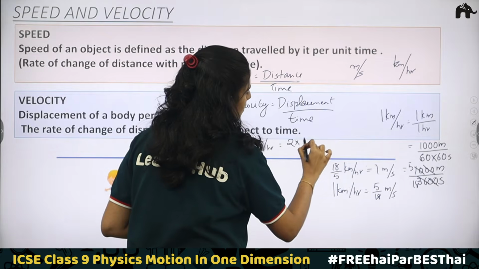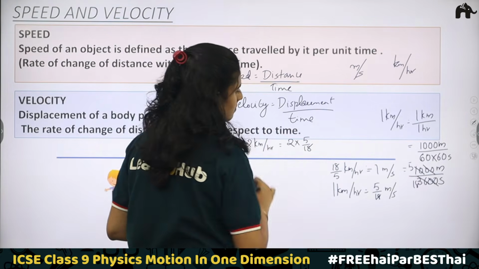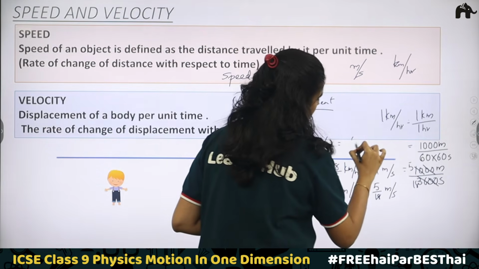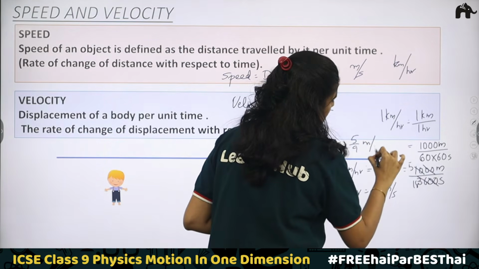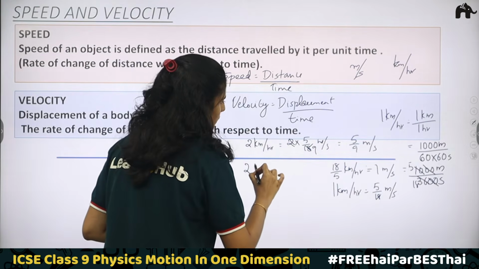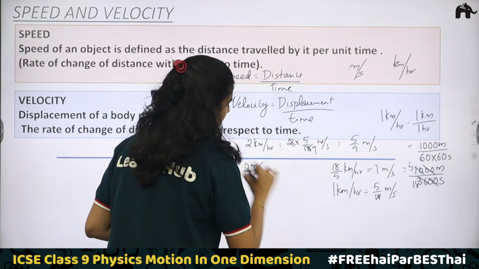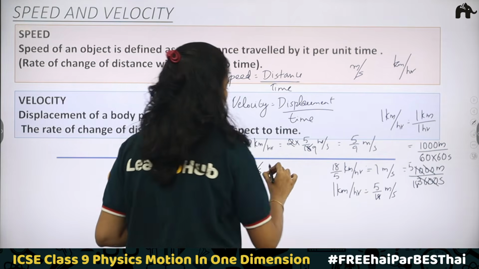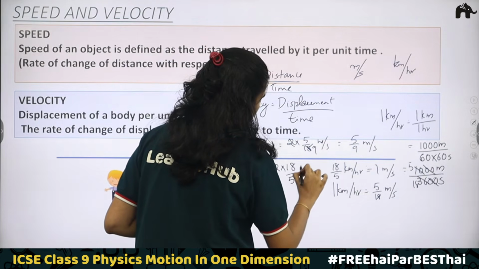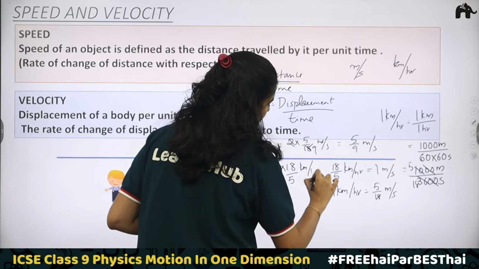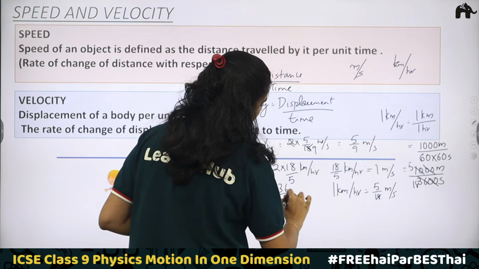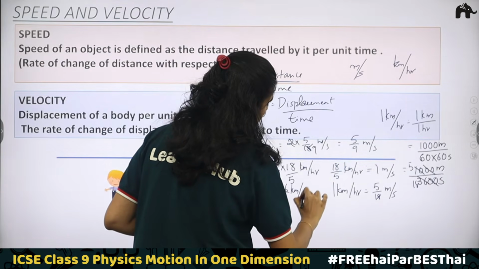2 into 5 by 18 meter per second. Cancelling, it becomes 9, that is 5 by 9 meter per second. Okay, if you are asked to convert 2 meter per second into kilometer per hour, it will be equal to 2 into 18 divided by 5 kilometer per hour, which is equal to 36 by 5 kilometer per hour.